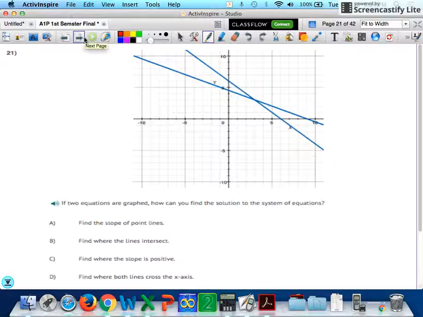Number 21, if these 2 equations are graphed, how can you find the solution? And we reminded y'all this, we harped on this whole semester. Whenever we're solving these systems, what we're looking for is an intersection point as a solution, okay? So that's your answer is B. Find where the lines intersect. For number 21, should have been B.